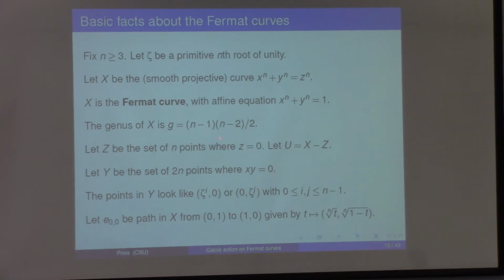So it turns out that a lot of the homology of the Fermat curves can be described just by thinking about one path. And the path that we're going to focus on is the path that starts at the point (0, 1), and it ends at the point (1, 0), and it takes t to (the nth root of t, the nth root of 1 minus t). So that's a path in the Fermat curve.